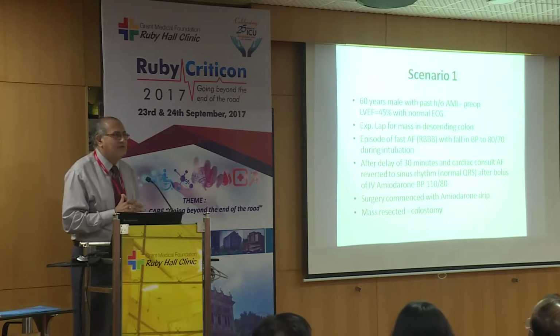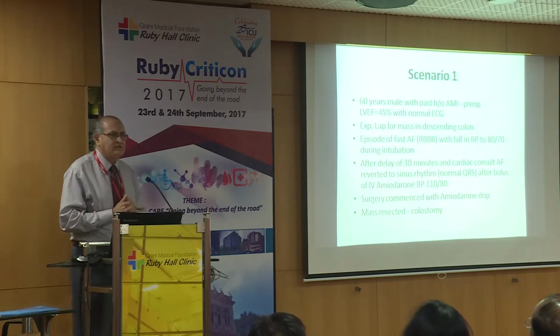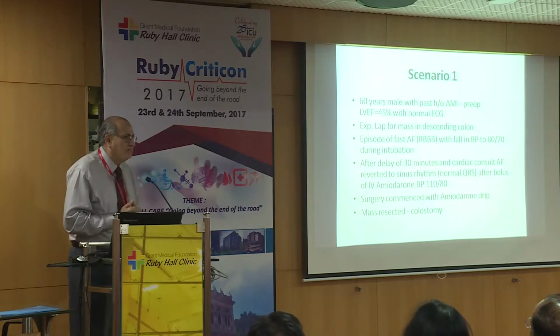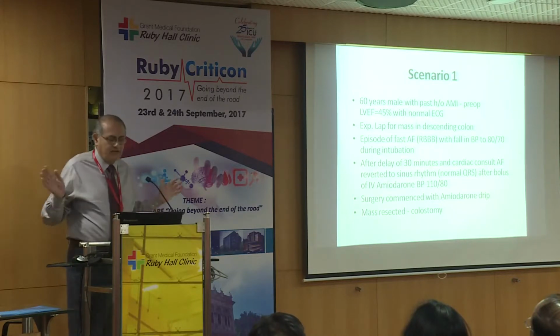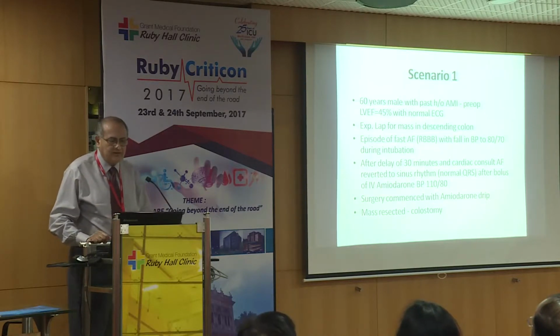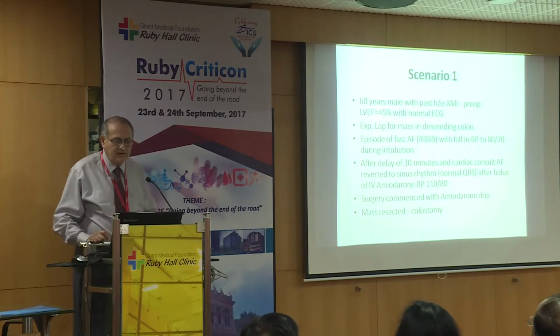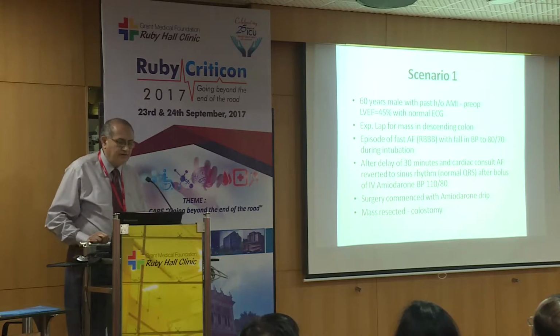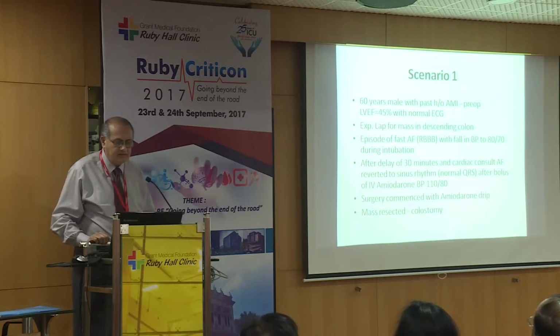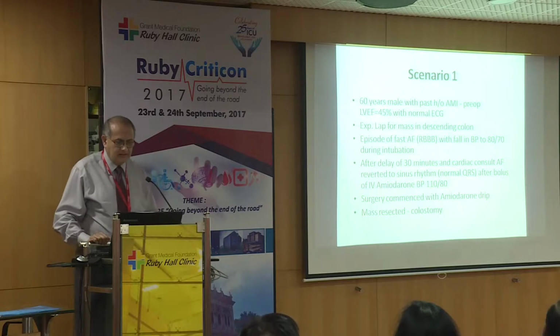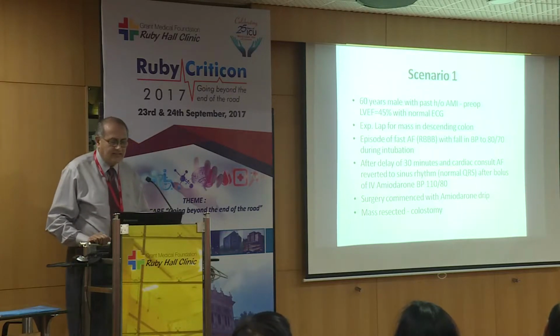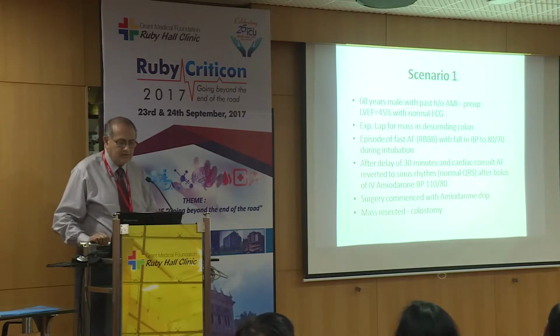So scenario 1, this is my old case, and I always start with this because this was something which I discussed with so many of my residents, and always I get different answers. A 60-year-old male patient with a past history of myocardial infarction, pre-op left ventricular ejection fraction was 45% with a normal ECG. He was taken up for exploratory laparoscopy for a mass in the descending colon.